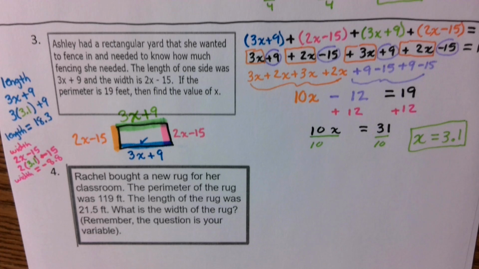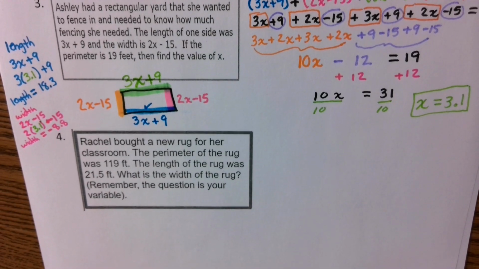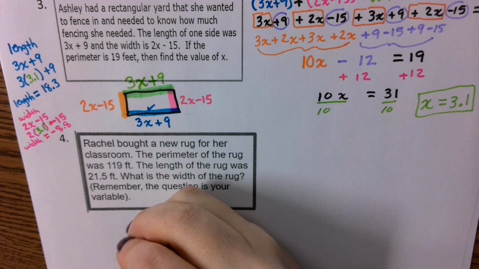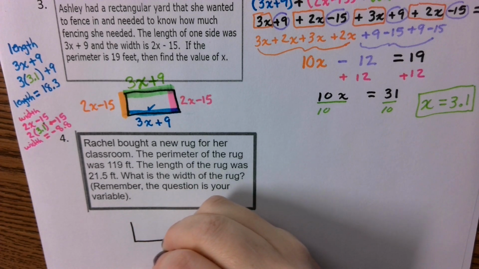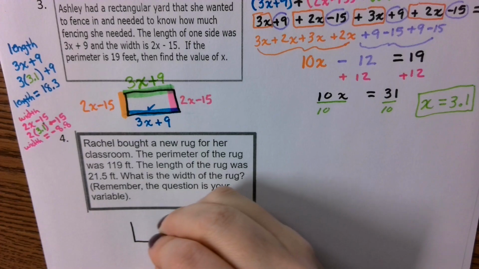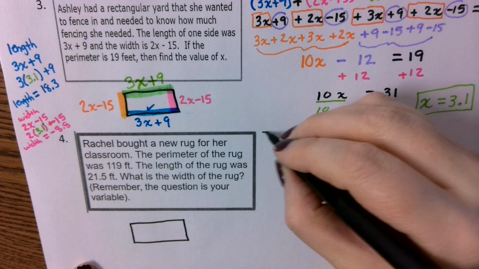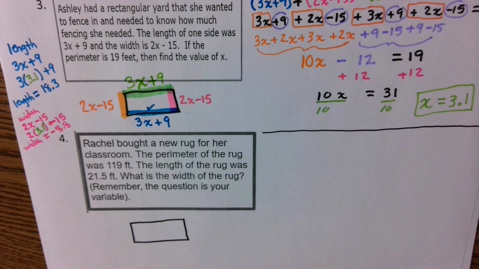All right, let's take a look at problem number 4. I know it doesn't say rectangle, but we're going to say it is a rectangle. We have a rectangular rug. The perimeter of the rug is 119. The length of the rug was 21.5. We want to know the width of the rug.